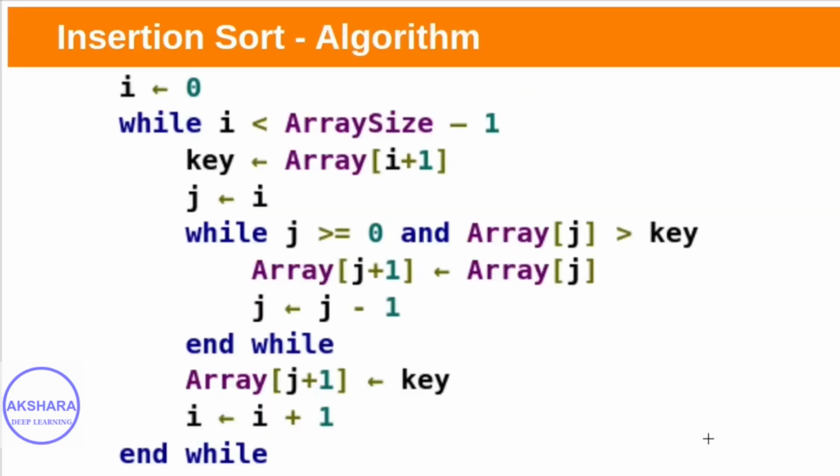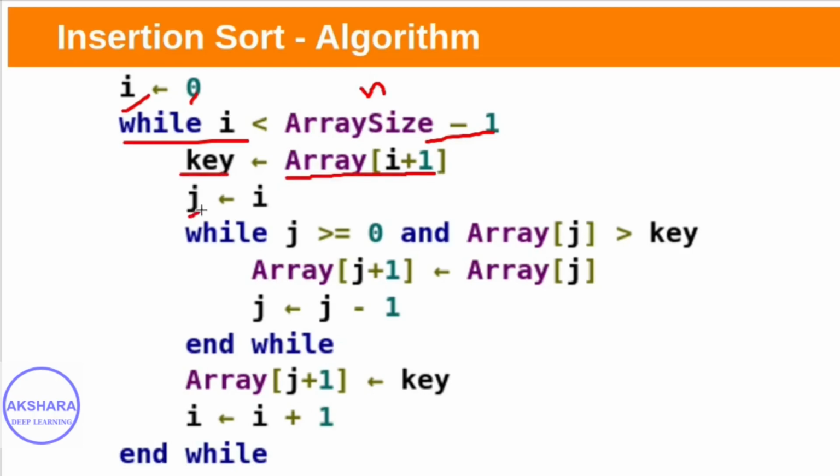This is the algorithm for the above procedure for insertion sort. Here this i is the loop variable for this outer loop. If you have n elements, the algorithm will iterate n minus 1 times. So this loop variable i starts from 0 and goes up to n minus 2. The element at index i plus 1 will be removed and stored within this variable key.